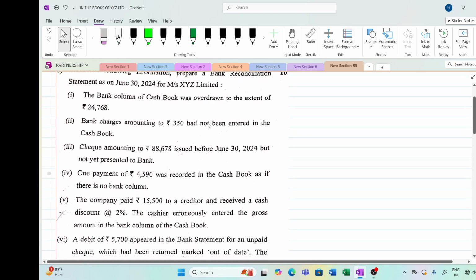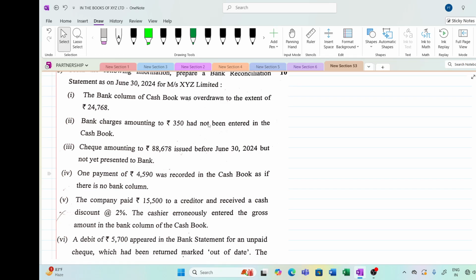First thing they are giving, the bank column of the cash book was overdrawn. It means as per cash book, the balance is overdraft. Now in your cash book, the balance is overdraft. It means your payment side is more than the receipt side. So this is the receipt side and this is the payment side, so this total is more. No issue for us, we will just continue with overdraft. Overdraft means a loan taken from the bank for a short period of time.